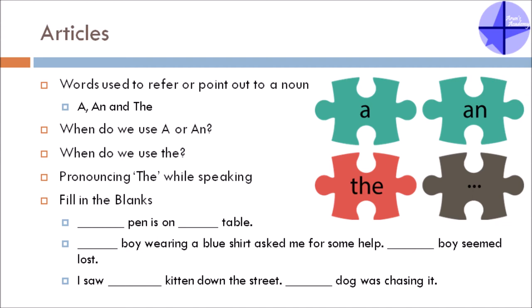So words beginning with A, E, I, O, U, we pronounce T-H-E as "thee": the aeroplane, the elephant, the orchestra. But all other words beginning with consonants, we use "thuh": the television, the helmet, the file, the sofa, the table. Understood? Keep this in mind the next time you are speaking.